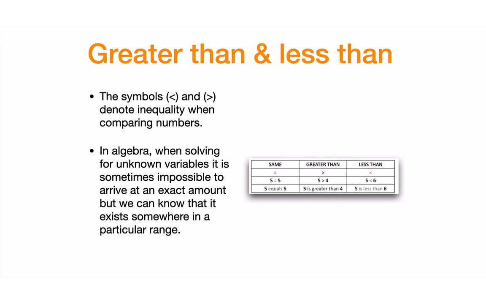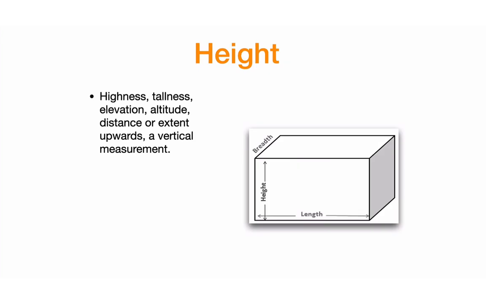Greater than and less than, the symbols > and <, denote inequality when comparing numbers. In algebra, when solving for unknown variables, it is sometimes impossible to arrive at an exact amount, but we can know that it exists somewhere in a particular range. Height, highness, tallness, elevation, altitude, distance or extent upwards, a vertical measurement.